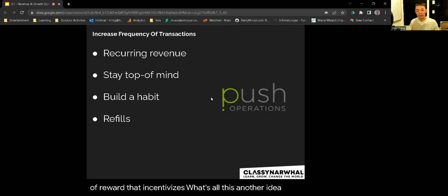Another idea is considering the refill or razor and blade model. For example, you buy a razor, but you need to buy new blades every time the blades get blunt. The refill model is the same reason why you see people not focusing so much on the upfront cost of a product, but instead more on the subscription model.